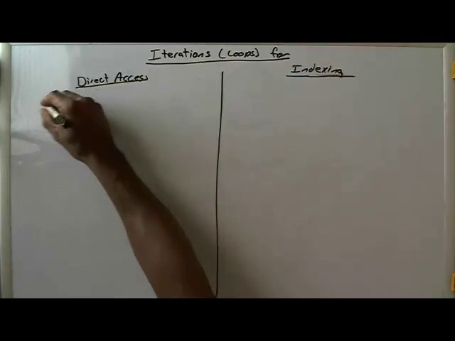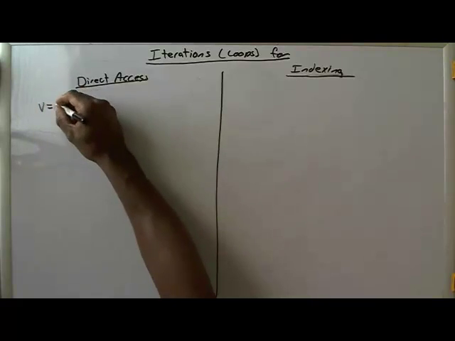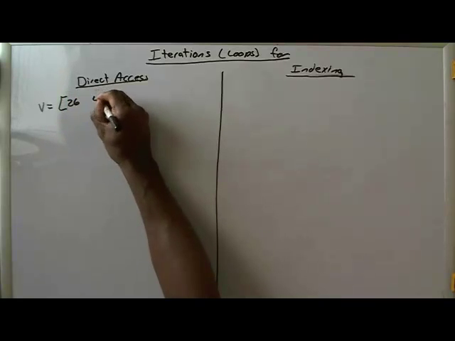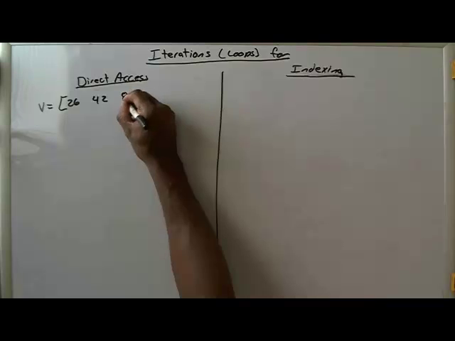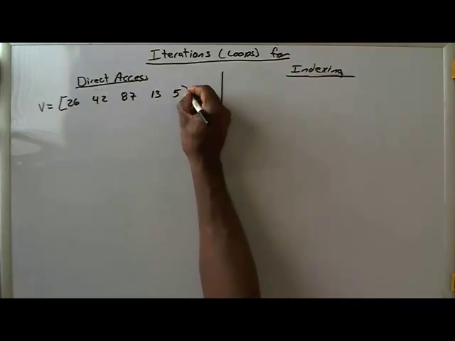Okay, so let's say we have some vector v, and it equals 26, 42, 87, 13, and 5. Okay.